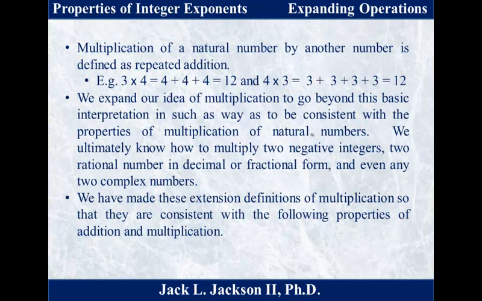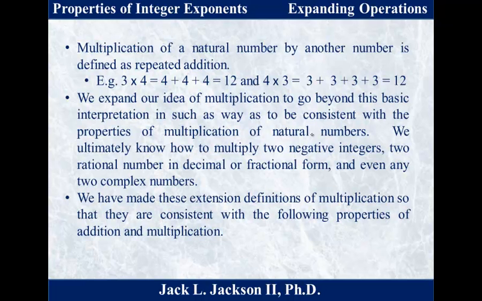Now, multiplication of a natural number by another number was repeated addition. For example, 3 times 4 is 4 plus 4 plus 4, which is 12, and 4 times 3 is 3 plus 3 plus 3 plus 3, which is 12. But we had certain properties that multiplication has. I'm going to review some of them on the next page, the properties of addition and multiplication. But this makes sense as long as the first number is a natural number. In the same way, our properties of exponents make sense as long as the exponent is a natural number.